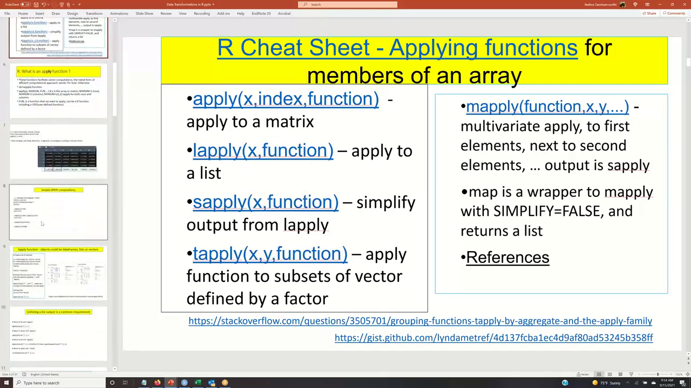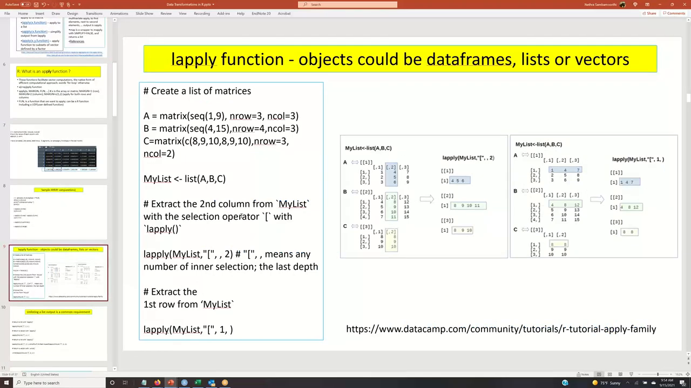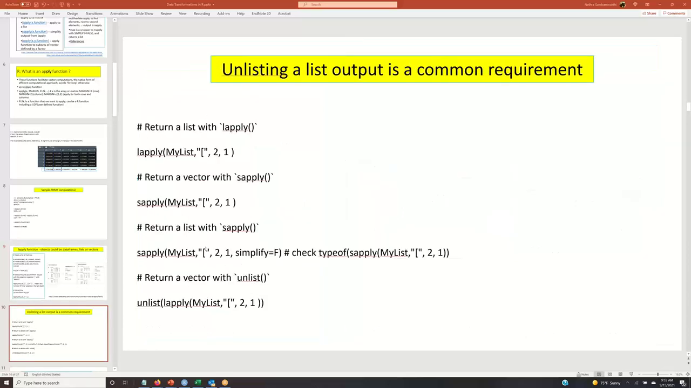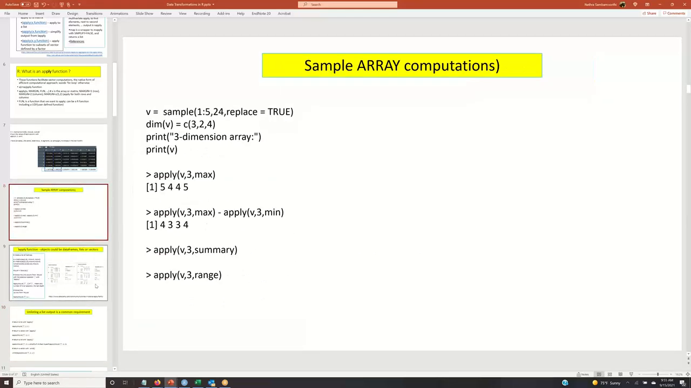So let's take quickly another example. Here is another example, lapply, right? Objects could be data frames, lists, or vectors, okay? This is a little bit advanced, so I want to skip this one. You can look at this one, there's a strange selection of these kinds of functions. Functions are there, but it's advanced for now, so don't worry about it.